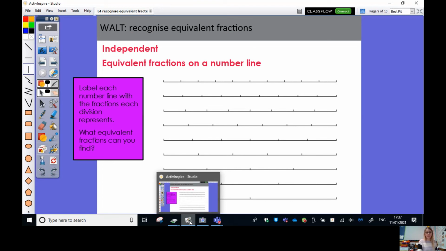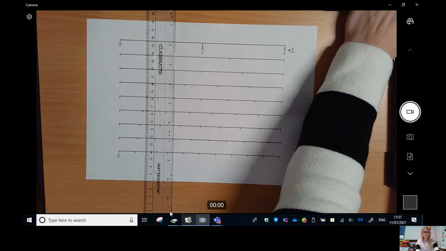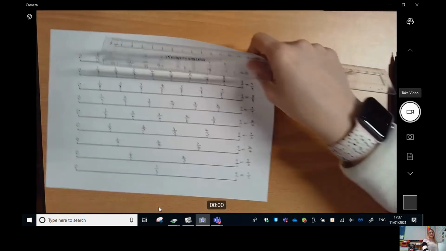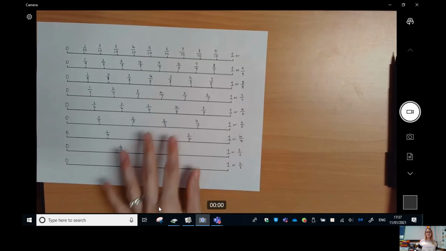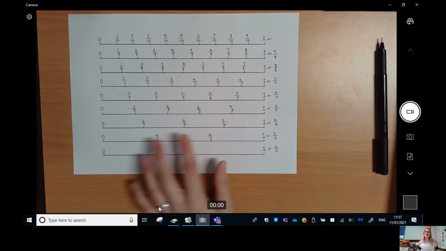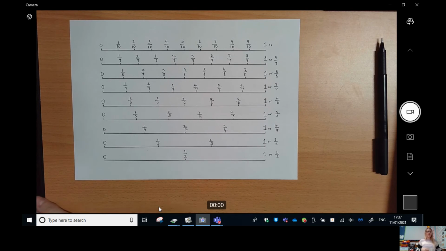Okay, hopefully you've managed to have a go at that, whether it was writing it down if you've printed it, or whether you've just talked it through with somebody. So I'm going to pop the answers up on the screen for you now. Hopefully if you've labelled yours at home, it should look a little bit like this. And we're quickly just going to talk about some of the equivalent fractions.